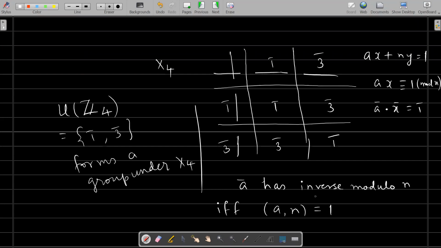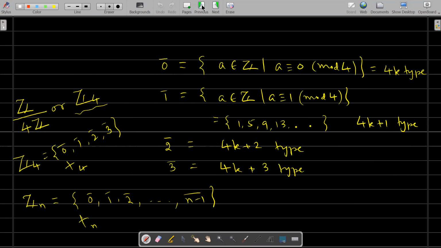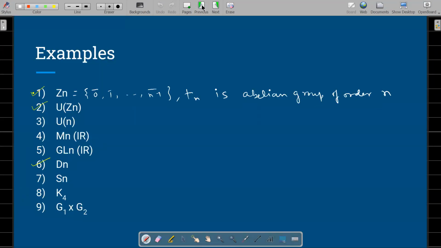Okay, so more generally, a bar has an inverse modulo n if and only if GCD of a and n is 1. And I'll call that set U of Zn. So U stands for units, or units are invertible elements. So U of Zn is those a bars belonging to Zn for which GCD of a and n is 1. And this is an abelian group under multiplication modulo n.